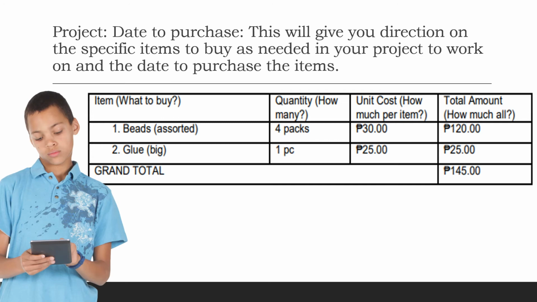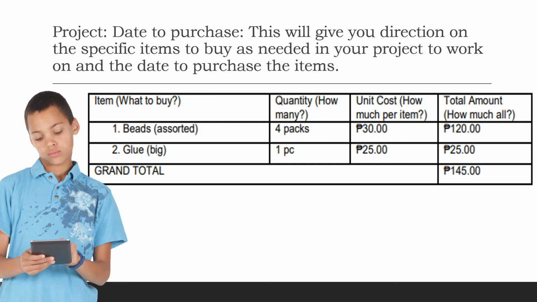So this is the sample project, date of purchase, and this will give you direction on specific items to buy as needed in your project to work on, and the date of purchase of the items. So in the first column on the above table refers to the materials with brief specifications such as the size of the items, the color, and other description for you to easily find what you are looking for.